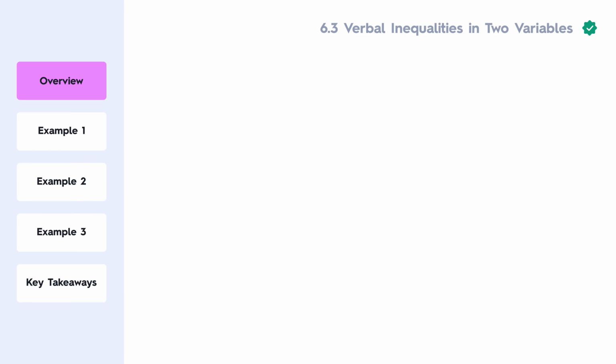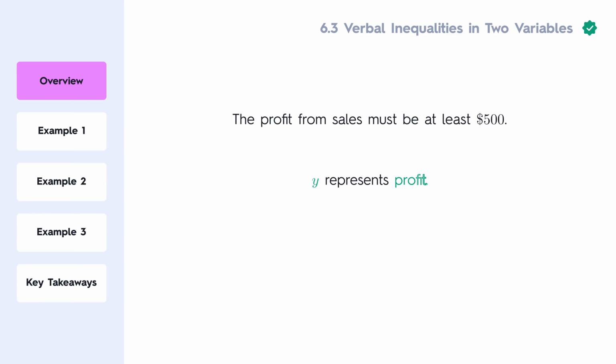The next step is to decide what each variable represents in the problem. For example, if a problem says, the profit from sales must be at least $500, we might let y represent the total profit, while x could represent the number of items sold. Then, we could interpret the key phrase, at least $500, as y greater or equal to 500.